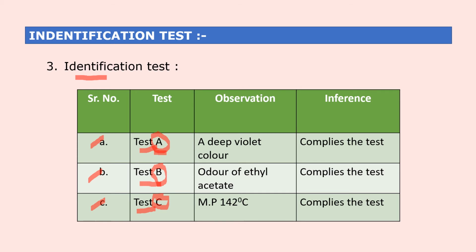Now test A, the first one. What is the procedure of your test A? Boil about 0.5 gram of drug with 10 ml of sodium hydroxide solution for 3 minutes, cool, and add 10 ml of dilute sulfuric acid. A white crystalline precipitate is produced. It has odor of acetic acid. Filter, dissolve the precipitate in about 2 ml of water, and at the last add ferric chloride solution.